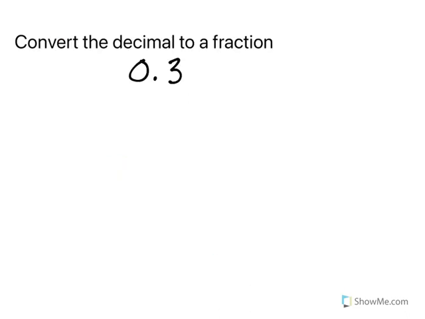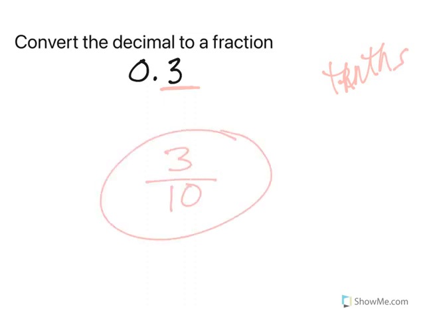So let's do a few. Convert the decimal to a fraction. So it's about place value. This is just one place past. And remember, one place past is tenths. So 0.3 is the same as 3 over 10. That is not reducible, so that is our fraction.